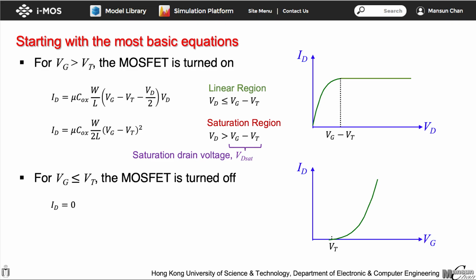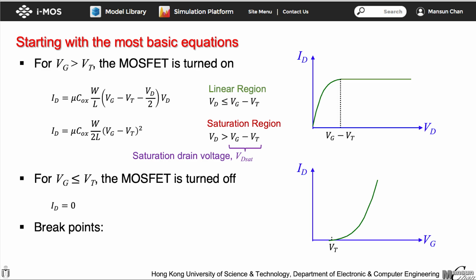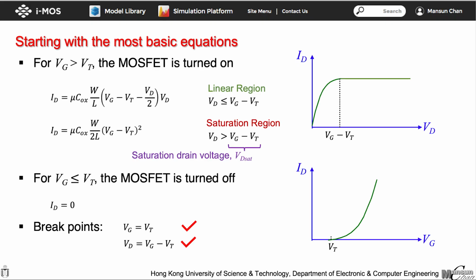According to the equations, there are two critical points where the equations switch from one behavior to another. One occurs at Vg equal to Vt, and the other at Vd equal to Vg minus Vt. It is important to check the currents and conductances at both of these breakpoints to ensure they are continuous. Fortunately, in this case, they are continuous. Therefore, these classical MOSFET equations provide a reasonable model for circuit simulation.